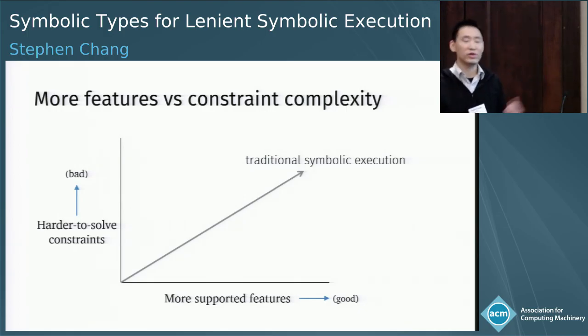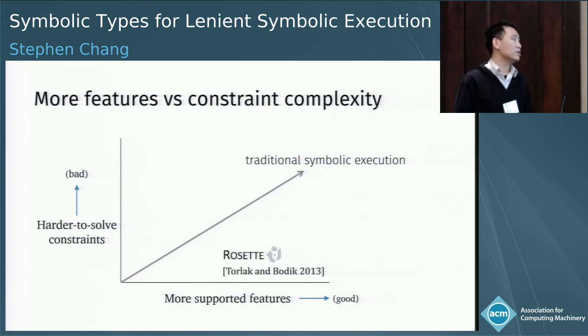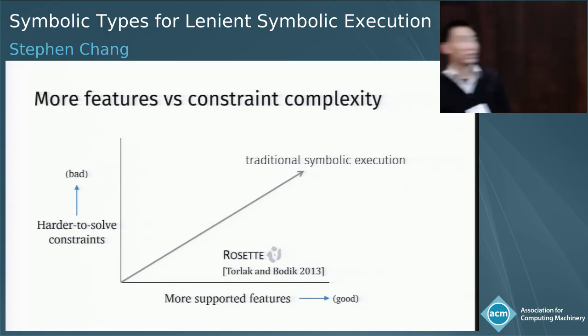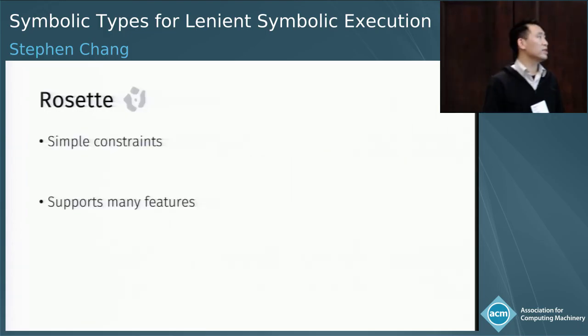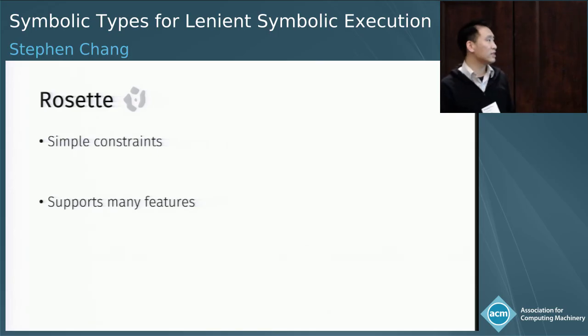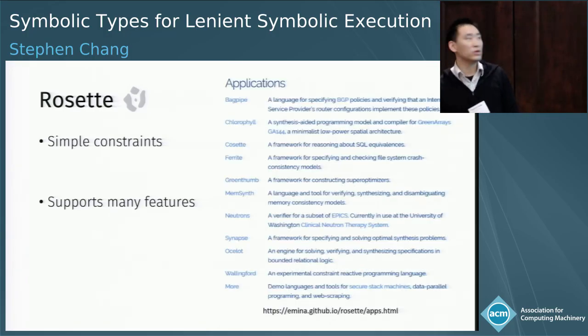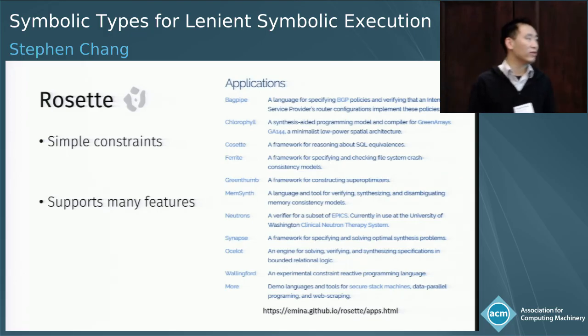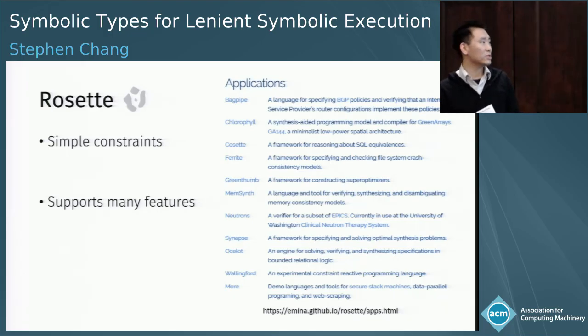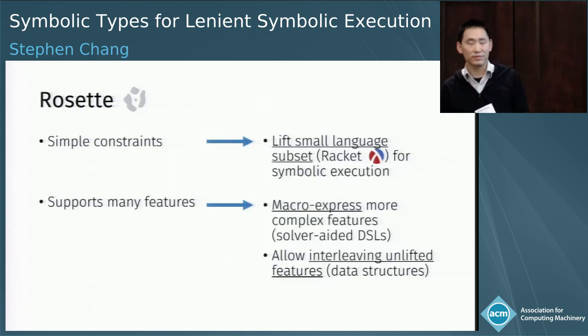For example, data structures: if you try to symbolically execute lists or sets, symbolic execution can produce very large and complicated constraints. So the Rosette language has found a nice compromise to this tension between features and constraint difficulty. Specifically, Rosette is able to keep constraints relatively simple, but at the same time it supports many of the features that programmers actually want to use. And so as a result, Rosette users have been able to deploy it in a variety of real-world applications. So how does it achieve this?